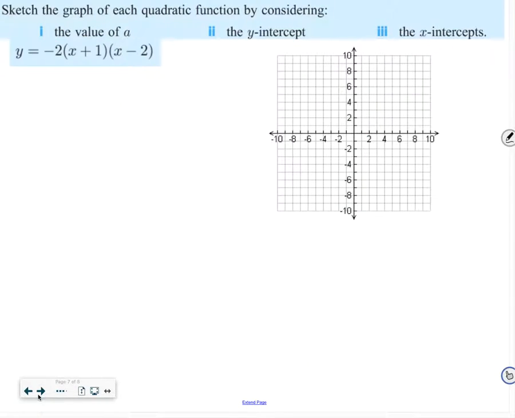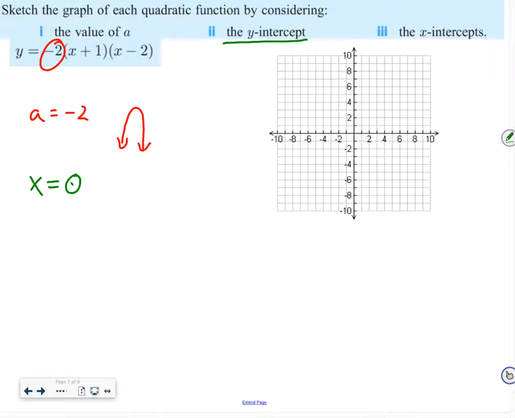Let's look at one last example here. This one is different because it's already in factored form. The first thing I'm going to do is identify my a value. My a value is equal to -2. So I know this is going to be a slightly skinnier parabola, and it's going to be concave down because it's negative. Now the y-intercept. Because I don't have a c value here, I'm going to remember that it happens when x is equal to 0.